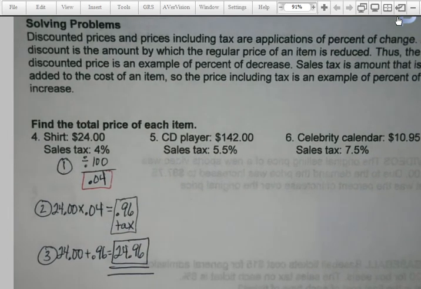And I'm done. So it's going to be those same 3 steps every single time. I'm going to calculate the tax as a decimal, multiply it, and then add it to the original.